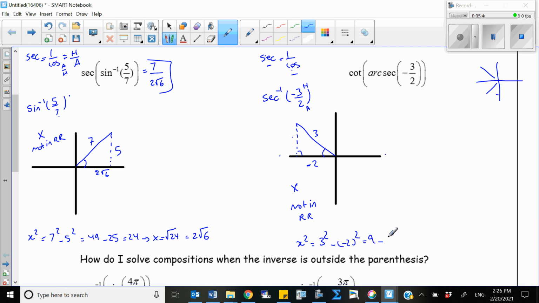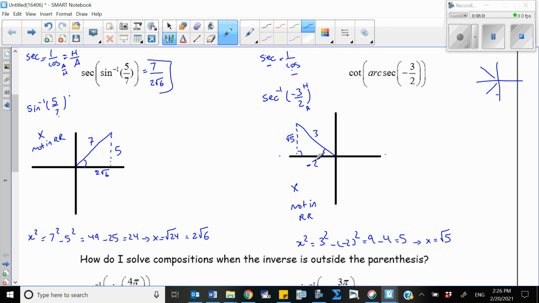So it's 9 minus 4, which is 5, and x will be square root of 5. So this side is square root of 5. Now, what is secant negative 1 of negative 3 over 2? What is the angle? It's not easy to guess because we don't have a special right triangle here.